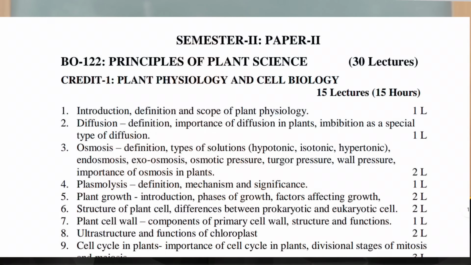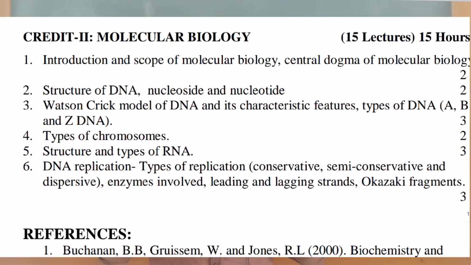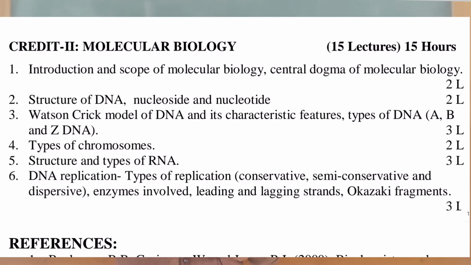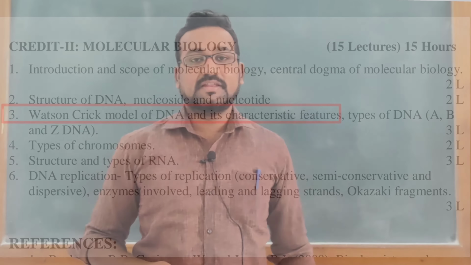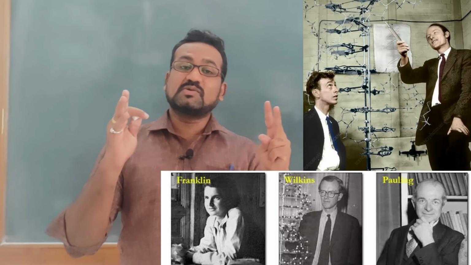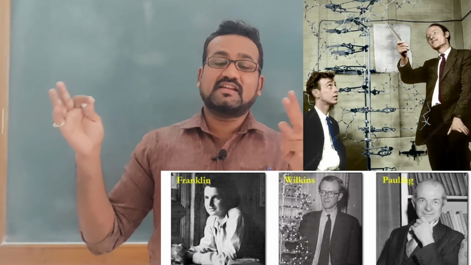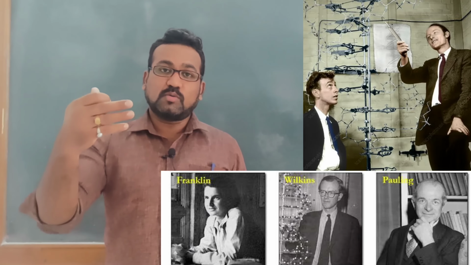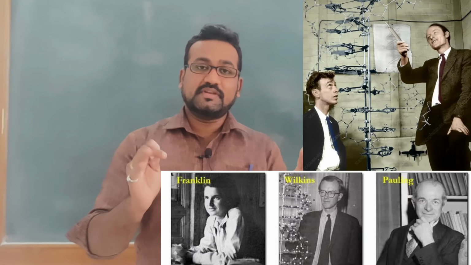Today we will be discussing the Watson and Crick model of DNA, which is the most important model, I would say. There are various forms of DNA also, but today we are going to discuss only the model of DNA. This model was given by various scientists, not only Watson and Crick. Wilkins and Franklin were also involved, and we have also studied Chargaff's rule. These scientists contributed to understanding the model of DNA.